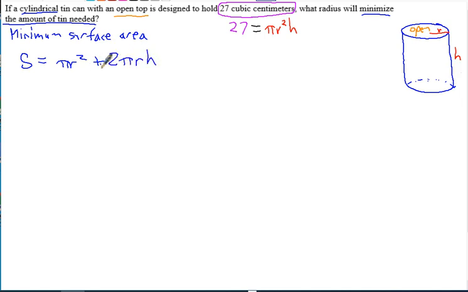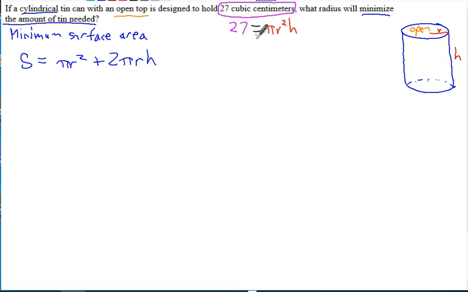So again, this is what we're trying to minimize. So this is what we eventually need to find the derivative of. But just like the last problem, notice it's in terms of two variables instead of just one. So that's where we can use our other equation, our secondary equation, to help us get rid of one of those. So you could solve for r or h, but which one looks easier to isolate here?